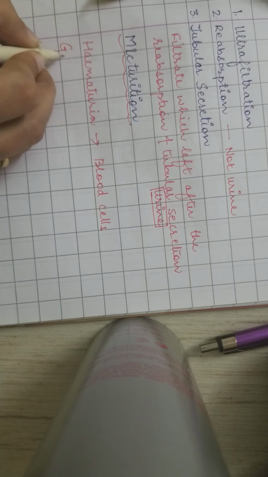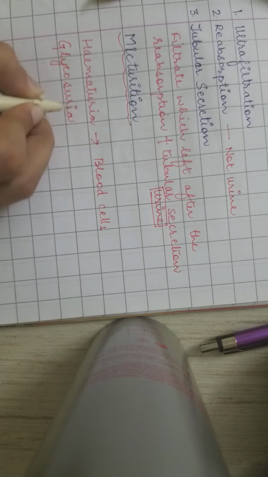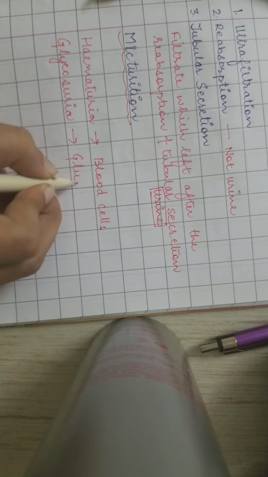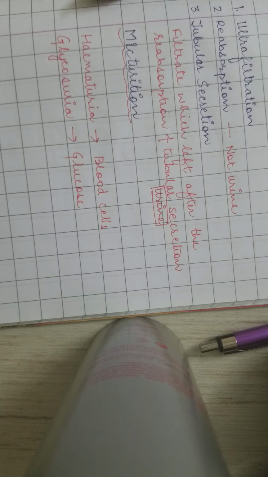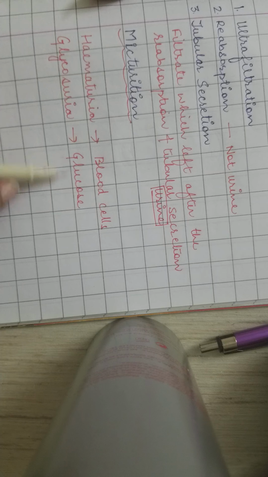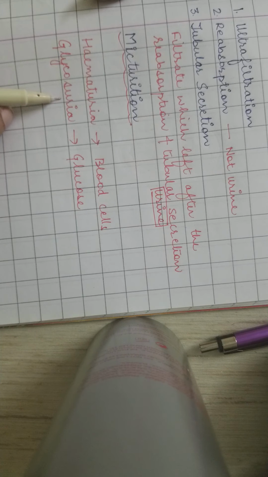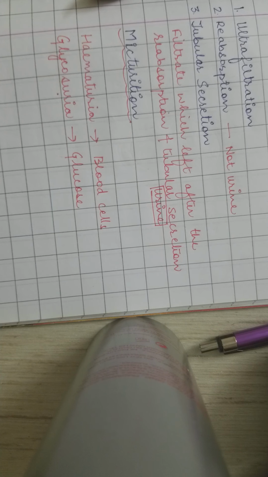Then next you have glycosuria, which is because of the presence of excess glucose. If excess glucose is passed with the urine, then the disease is glycosuria, and it can be because of diabetes mellitus, in people who are suffering from diabetes.